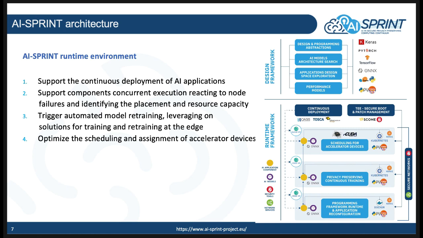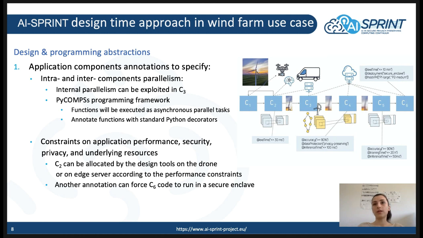and optimize the scheduling and assignment of accelerator devices among competing training jobs. Now we investigate AI Sprint design time tools in the wind farm use case. In design and programming abstractions, application components have annotations to specify intra and inter component parallelism. For example, C3 is a complex application, and internal parallelism can be exploited to improve application execution time and to reduce the edge server required capacity.